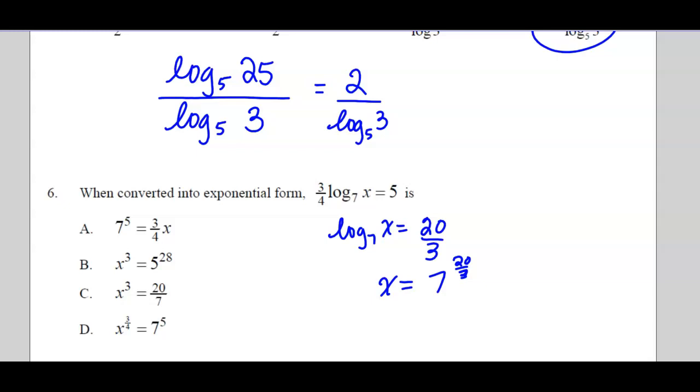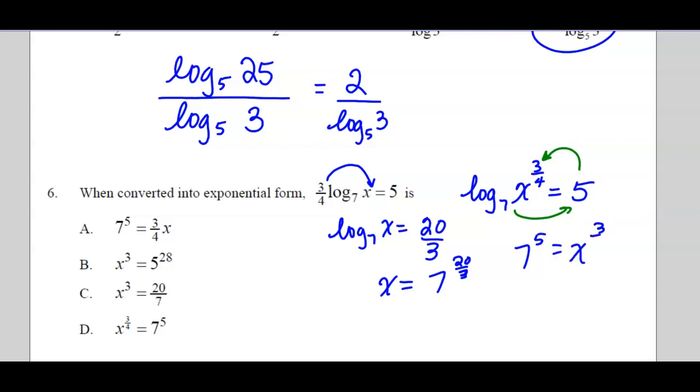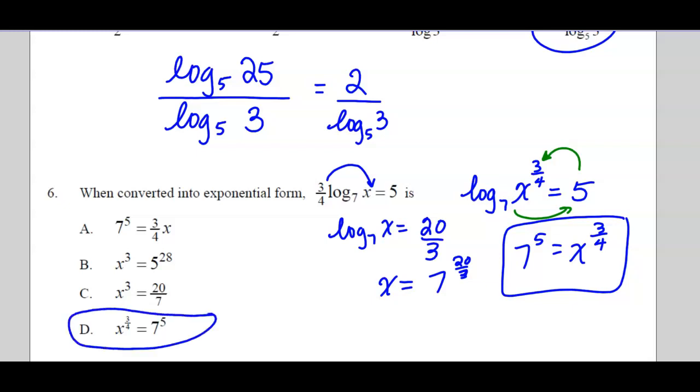So let's try the other method that I mentioned, now that we know the power law. So I'm going to show that as log base 7 of x to the 3/4 equals 5. Now if I do my swoop, I get 7 to the 5th equals x to the 3/4. There it is.